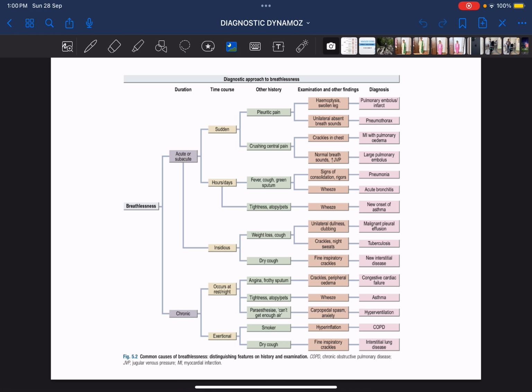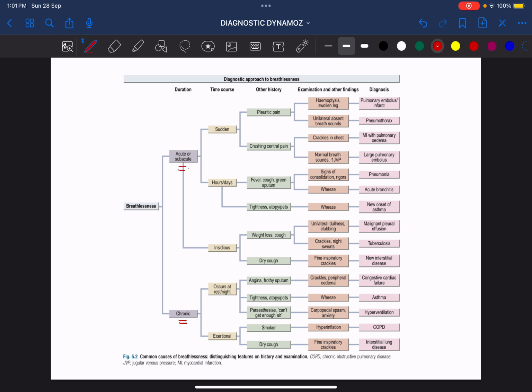And the examiner used to ask lots of questions, more or less of clinical importance, especially from this table. That is why I have taken this table from Macleod's textbook of clinical examination and I thought of discussing it in short. Whenever breathlessness comes, you have to classify it as chronic, acute or subacute.